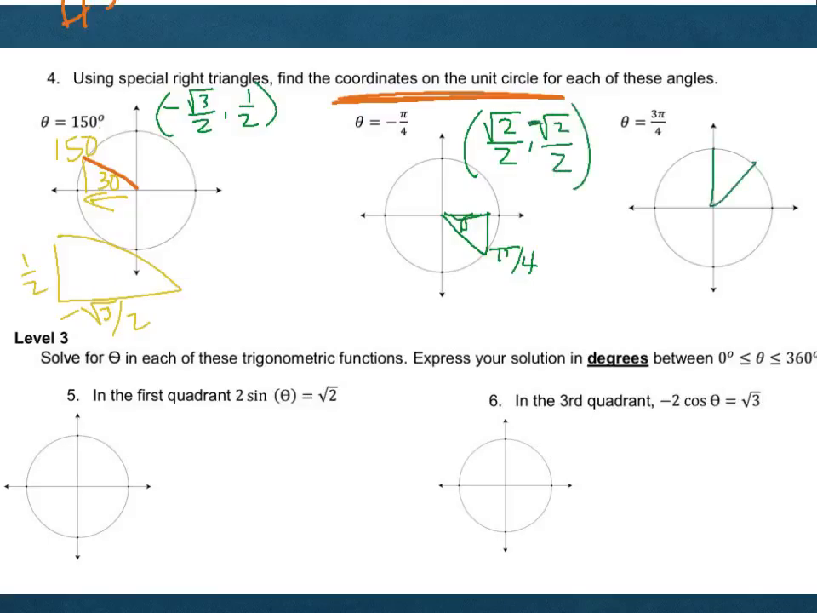3 pi over 4, there's 1, 2, 3/4 pi, so it's at like 135 degrees, which again is another 45-degree angle. So it would be negative square root of 2 over 2 because you go back, and then positive square root of 2 over 2 because you go up. Again, our points always start at 0, so if you go back, it's a negative x. If you go up, it's a positive y.